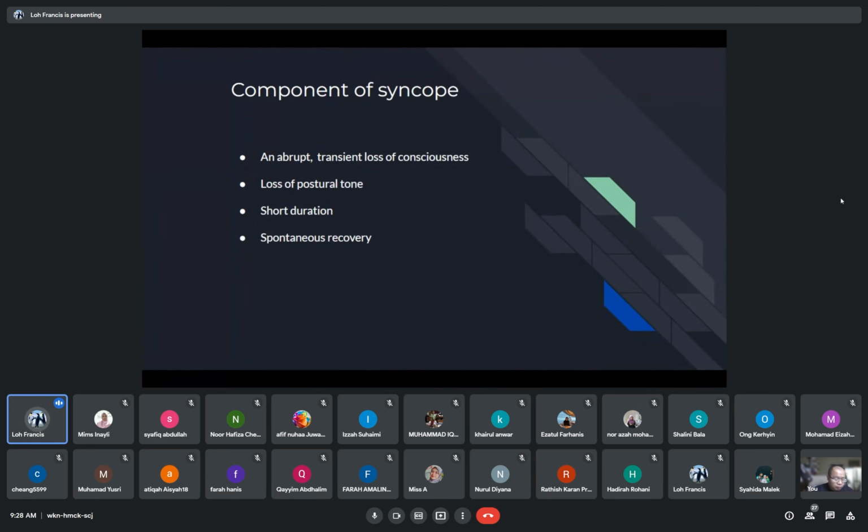Here are the four main components of syncope. It is an abrupt transient loss of consciousness with loss of postural tone, whereby the patient, upon standing, will fall to the ground, or when sitting, will slip from the seat. It is of short duration with spontaneous recovery, less than 5 minutes at most.